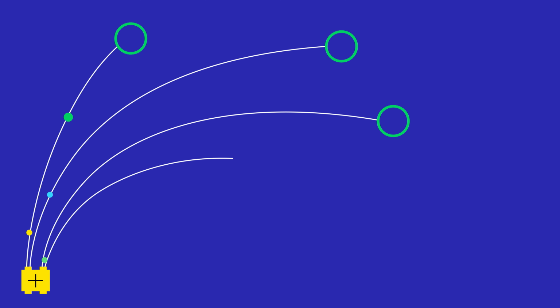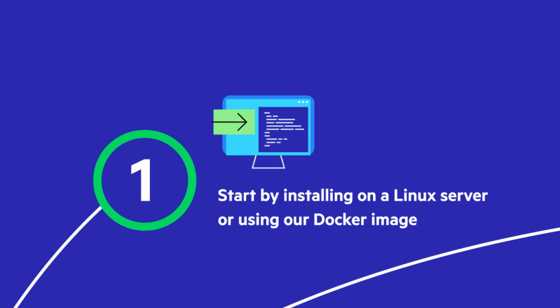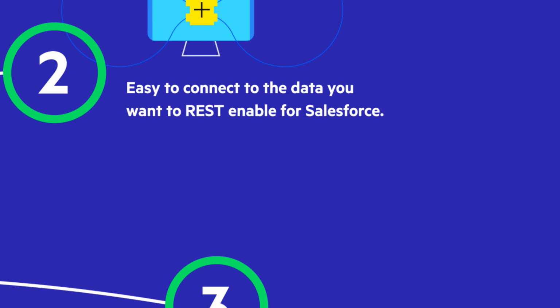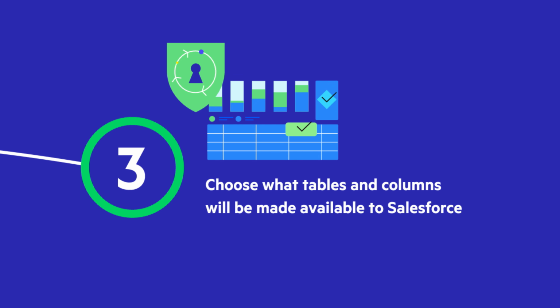In just a few steps, you will be good to go with data in Salesforce through Hybrid Data Pipeline. First, start by installing on a Linux server or using a Docker image. The web interface makes it easy to connect to the data you want to REST enable for Salesforce. Once connected to your data, it's quick and easy to choose what tables and columns will be made available to Salesforce. This provides an extra layer of security, and we also offer read-write as well as read-only controls.